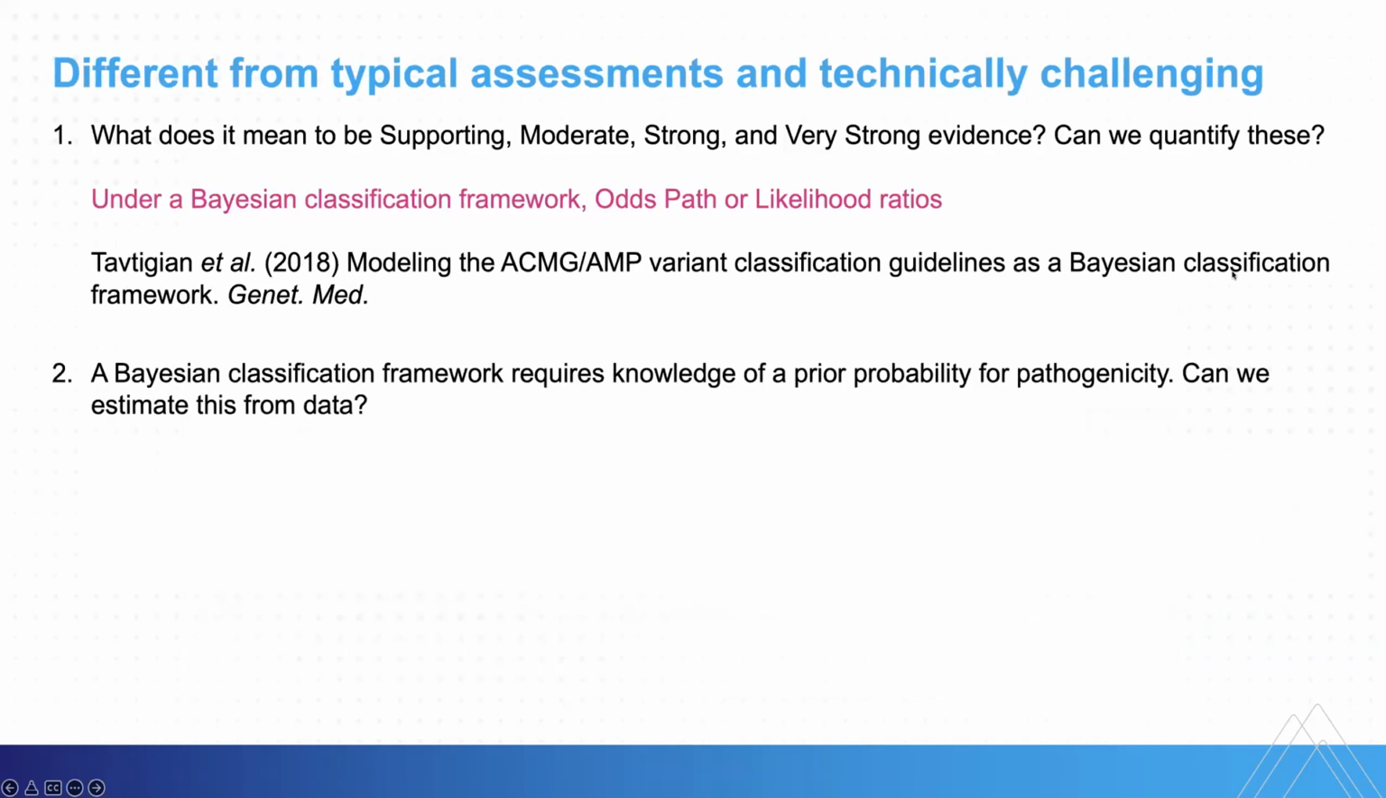But the next question that you could ask is, when we talk about a Bayesian classification framework, whenever you think Bayes, you think of a prior probability, right? So in this work, the prior probability was basically estimated. It was guesstimated, a theoretical number that was chosen, and it was a reasonable number to choose. But we asked: can we estimate this from real data?